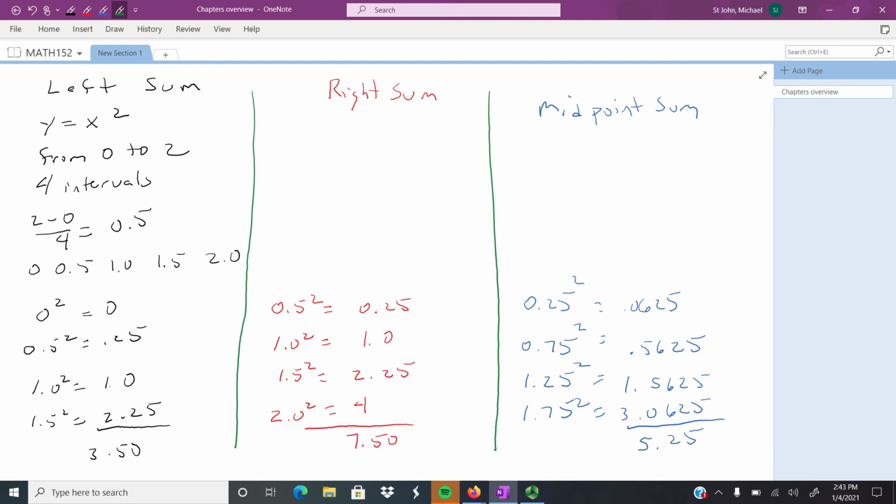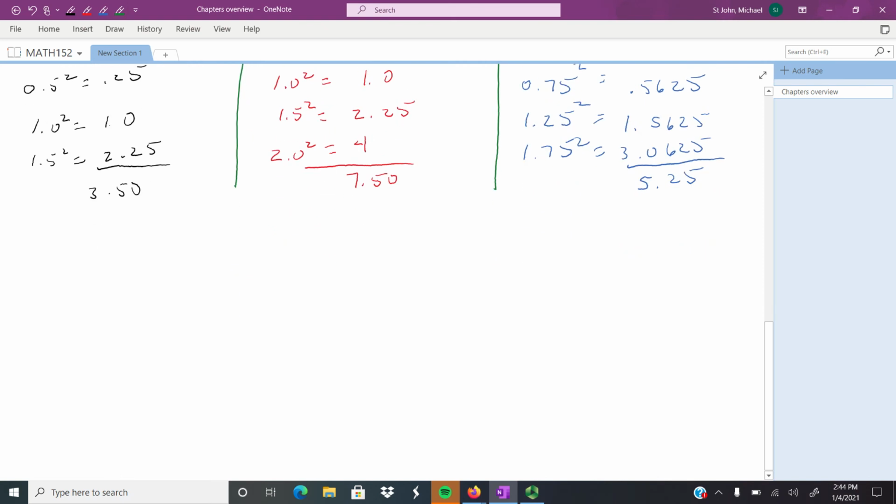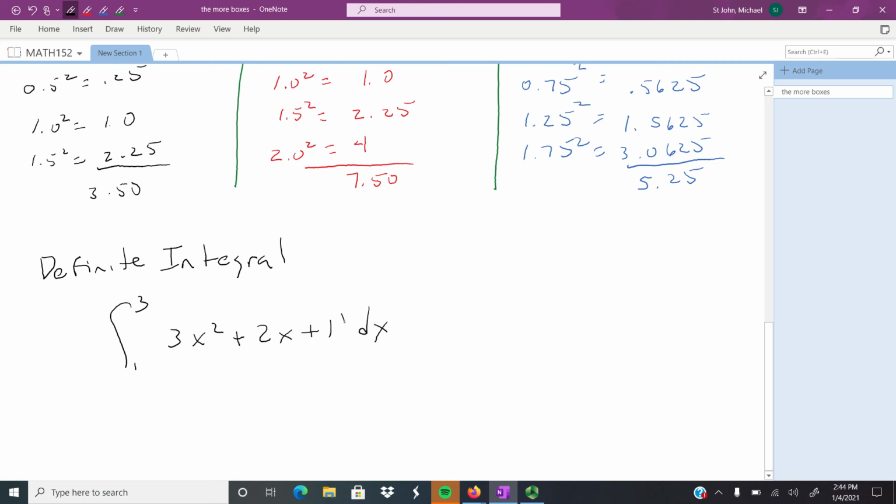And then we get in terms of integrals. So integrals basically has to do with finding areas. All right. So definite integral. So for example, I want to know the integral from 1 to 3 of 3x squared plus 2x plus 1 dx. Right?